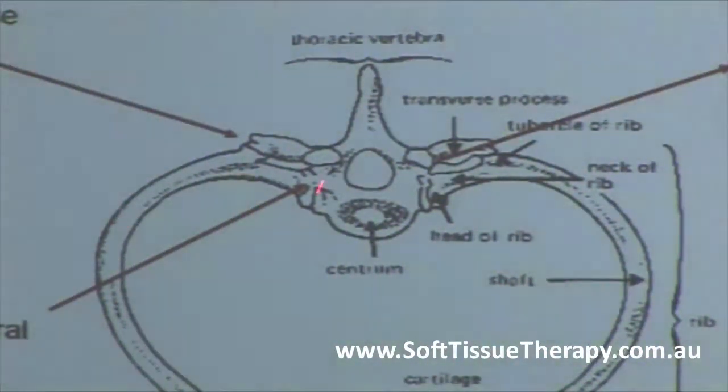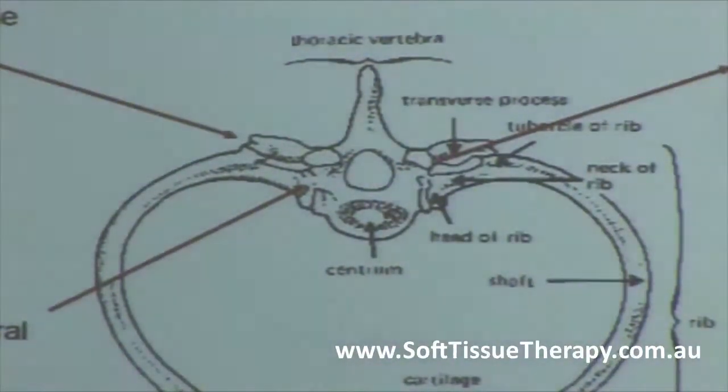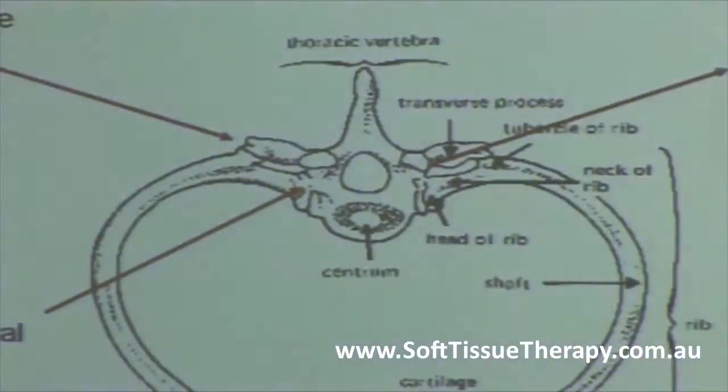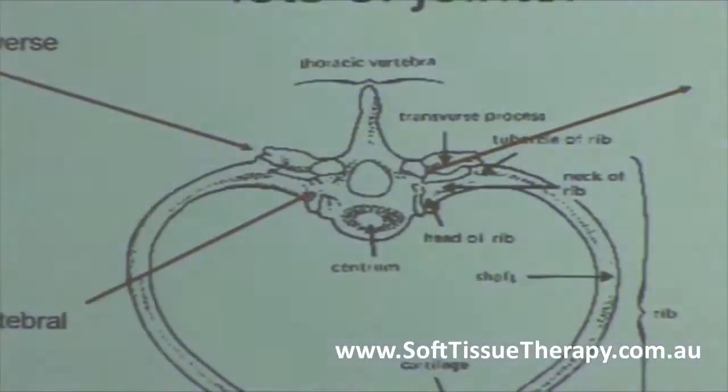All right, and the costo-transverse joint, which obviously we can assess, and Carly will go through that. Well, I hope Carly's going to go through that. She's going to go through that as well.